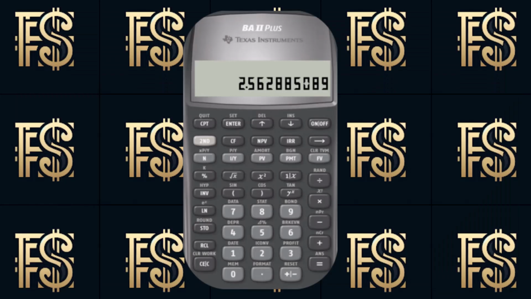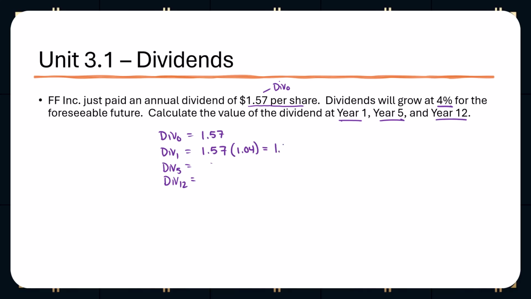Let's do this in the calculator. So we'll take $1.57 times 1.04, and we find that that's $1.6328. Now to find the dividend at 5 and 12, I'm just going to use div 0. I think that's the easiest approach to these problems in both scenarios. We're then going to multiply them by 1.04. But to find the dividend at 5, I'm going to raise it to the power of 5 because I need to send it exactly 5 periods into the future. And then I'm going to raise this one to the power of 12 to find the value of the dividends 12 years from today.